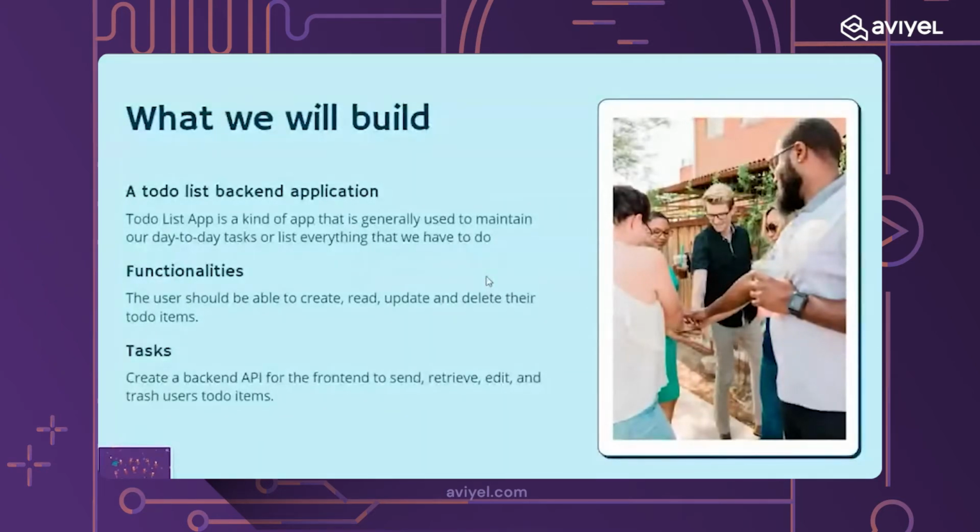So a to-do list app is a kind of app that is generally used to maintain our day-to-day tasks or list everything that we have to do.